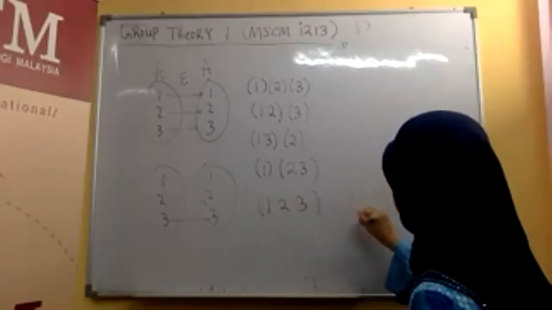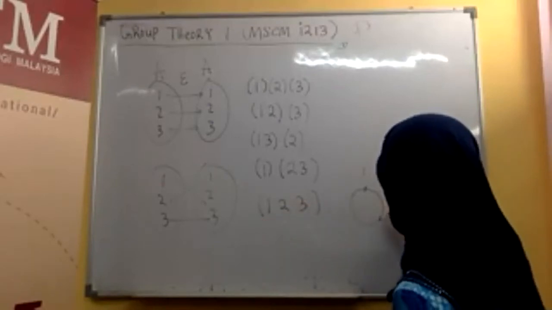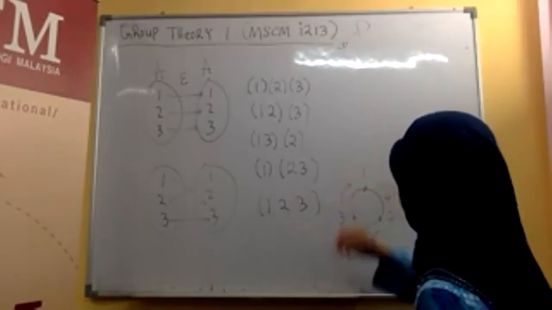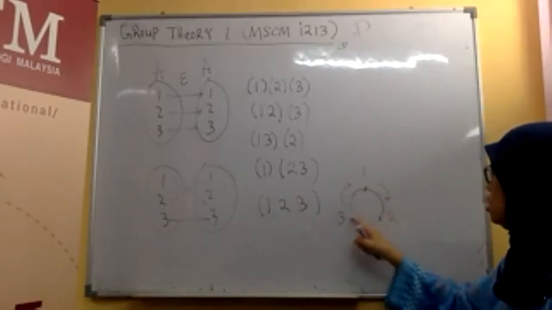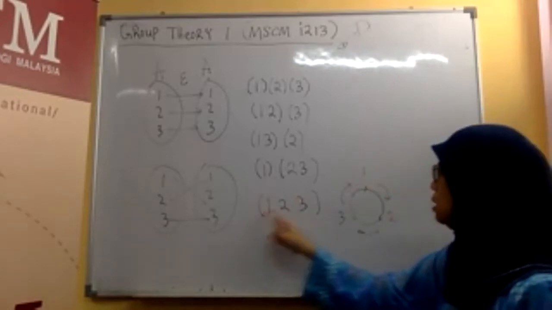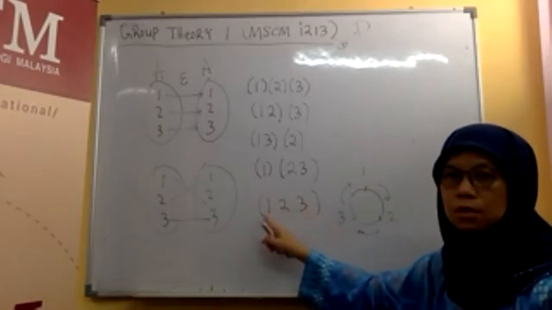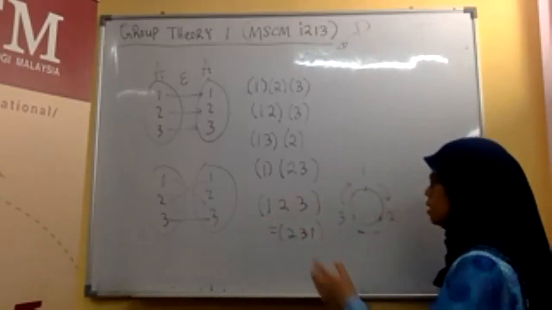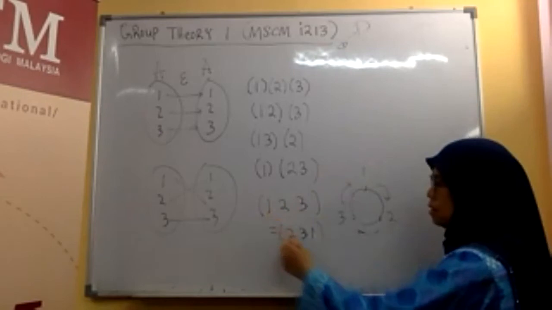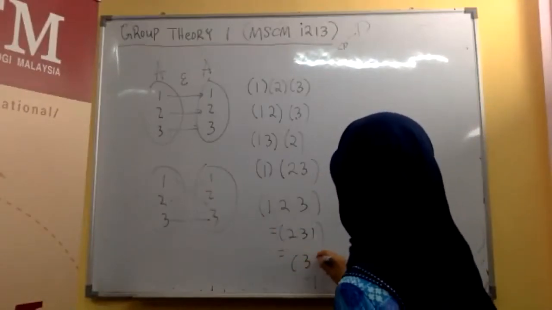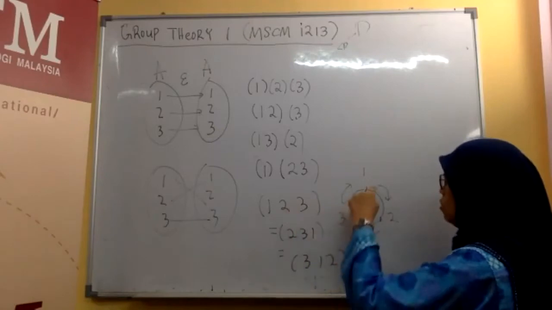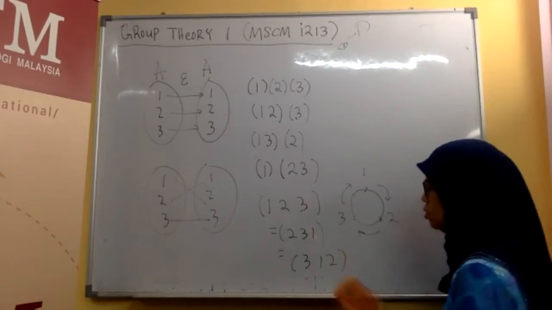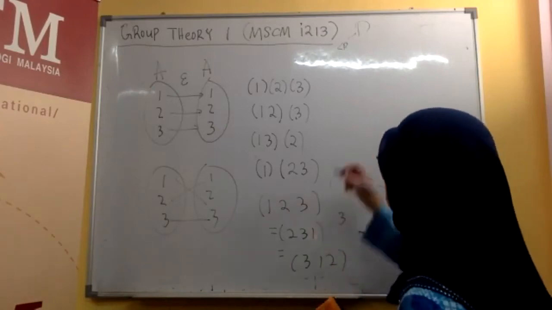When I write like this, it's cycle notation. 1 goes to 2, 2 goes to 3, 3 goes back to 1. This is the same as writing (2 3 1), but I normally start with the smallest number. Or this can also be (3 1 2). They are all the same: (1 2 3), (2 3 1), (3 1 2). So it's not unique.